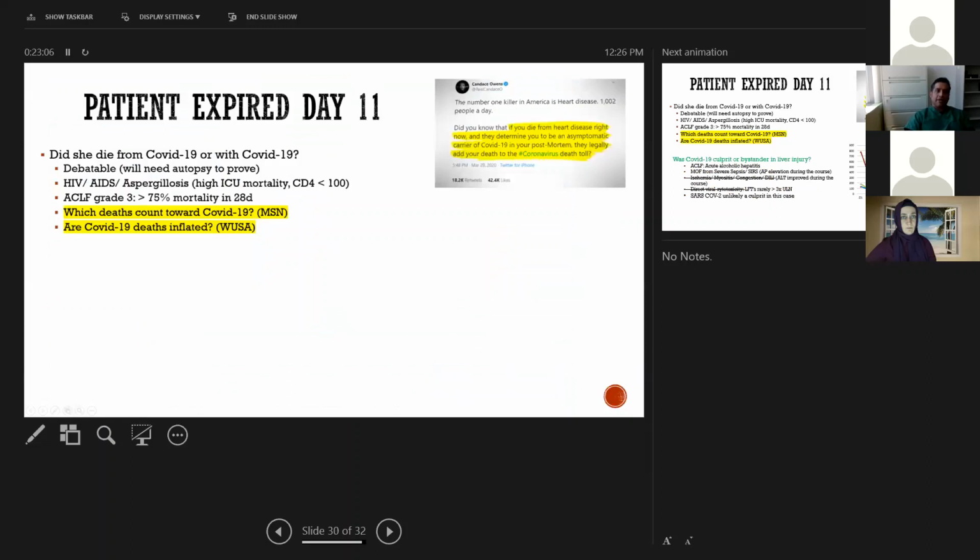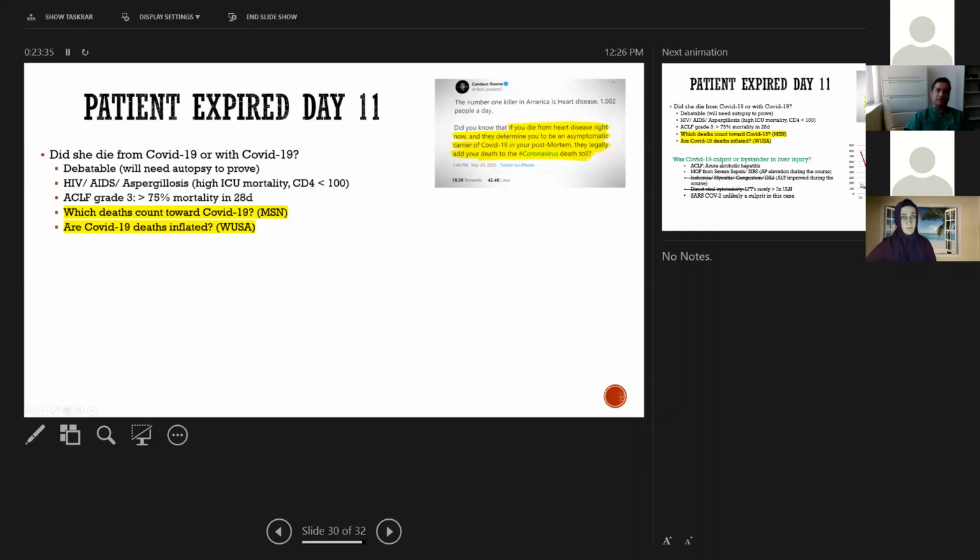So back to our patient, she expired on day 11. So the question really is, did she die from COVID-19 or did she die with COVID-19? Now it's debatable and most likely an autopsy would prove it. But we need to keep in mind that in HIV/AIDS and invasive aspergillosis, there is a very high ICU mortality, especially in those with CD4 less than 100. ACLF of grade 3 is associated with more than 75% mortality in 28 days.